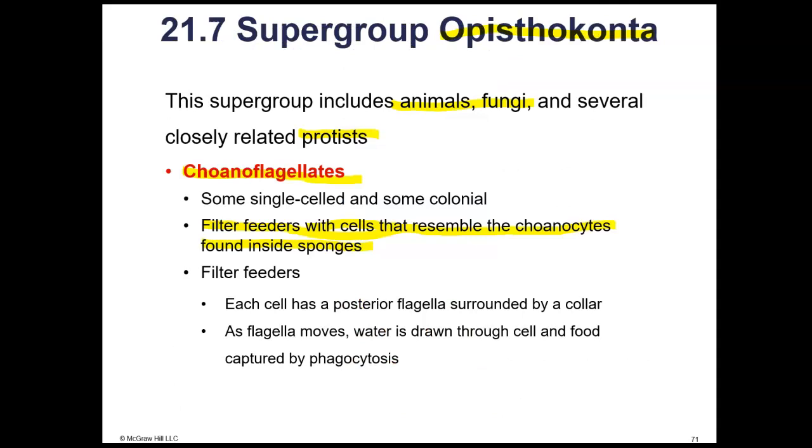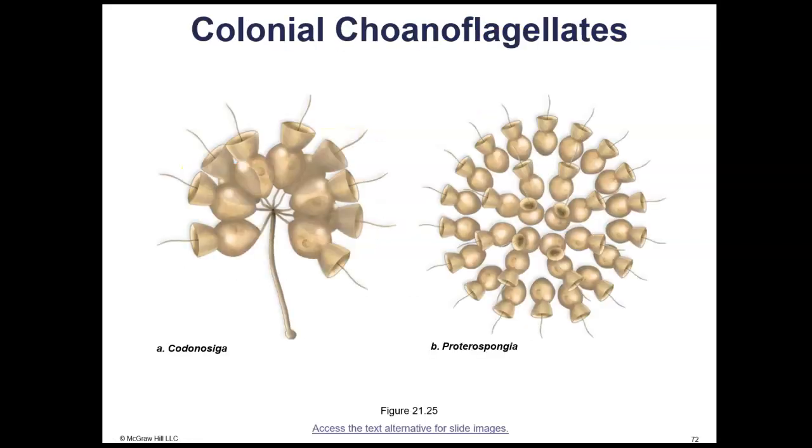Okay, then we have the Opisthokonta, which includes animals and fungi, as the two other kingdoms, and then the kingdom Protista, it only includes the choanoflagellates. The choanoflagellates are similar to what we call collar cells in sponges. So we'll come back to that when we get to the chapter on animal invertebrates.